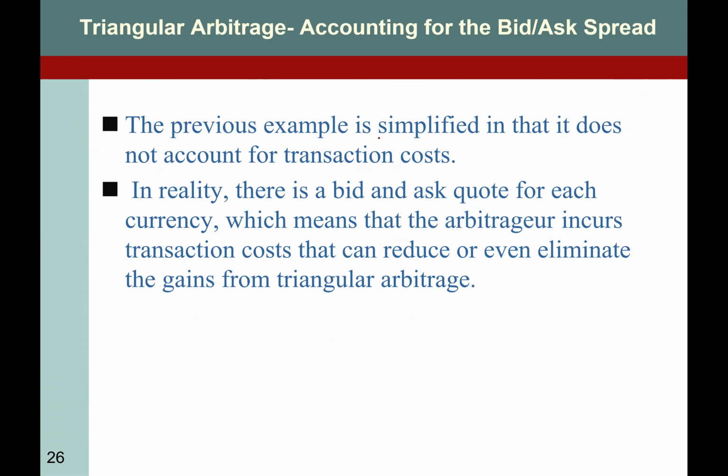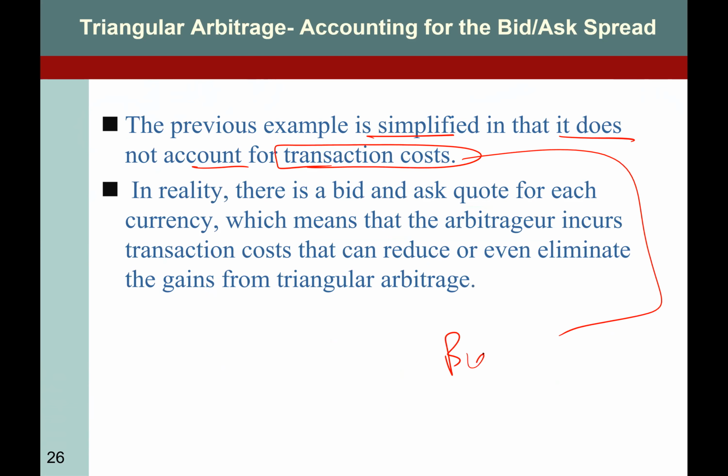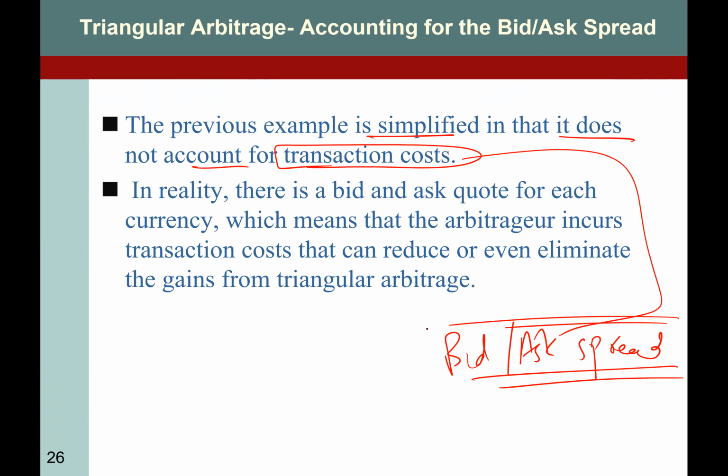So the previous example is simplified in that it does not account for transaction cost as well. And what kind of transaction cost? Bid-ask spread. How much spread the agents just keep with themselves. So in reality, there is a bid and ask quote for each currency, which means the arbitrager incurs transaction costs that can reduce or even eliminate the gains from triangular arbitrage.